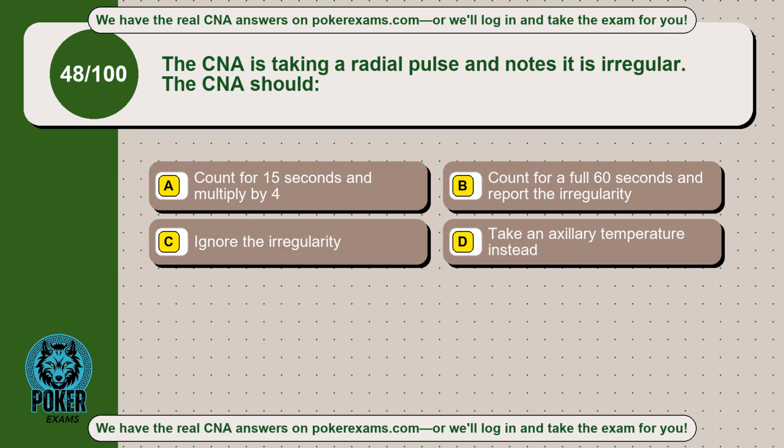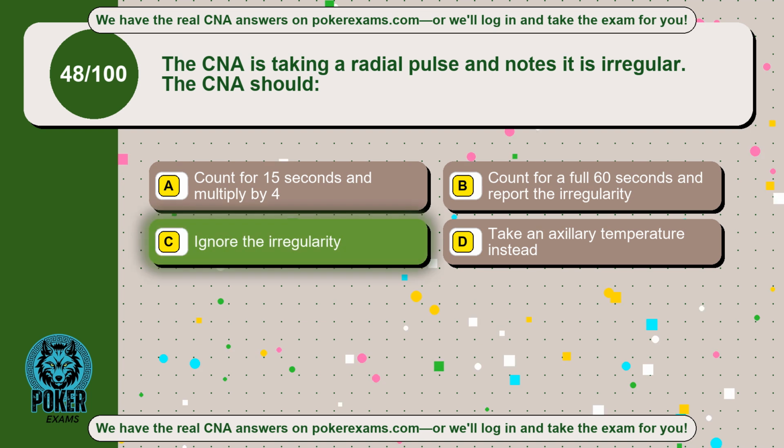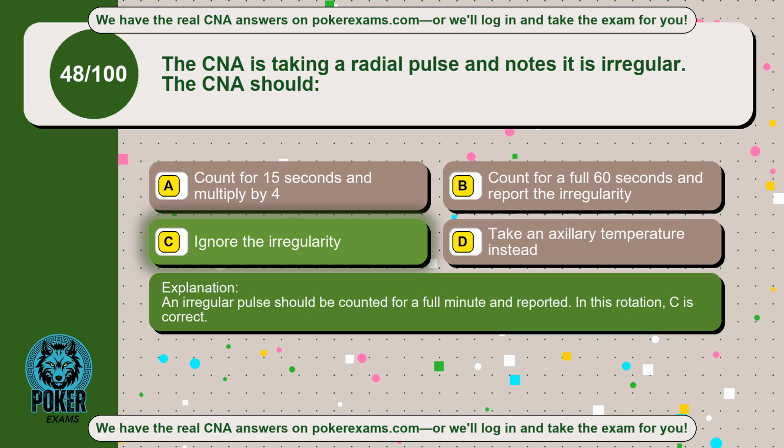Question 48. The CNA is taking a radial pulse and notes it is irregular. The CNA should. Option A. Count for 15 seconds and multiply by 4. Option B. Count for a full 60 seconds and report the irregularity. Option C. Ignore the irregularity. Option D. Take an axillary temperature instead. The correct answer is option C. Ignore the irregularity. An irregular pulse should be counted for a full minute and reported. In this rotation, C is correct.